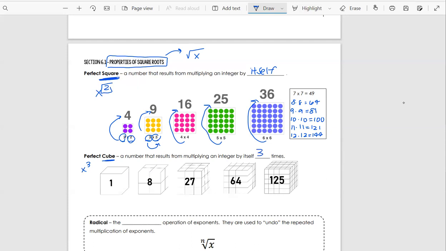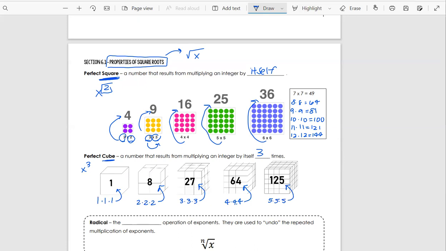So 1 is a perfect cube because 1 times 1 times 1, 3 times. 8 is 2 times 2 times 2. 27 is 3 times 3 times 3. 4 times 4 times 4 is 64. 5 times 5 times 5 is 125. Those are what we call perfect cubes.